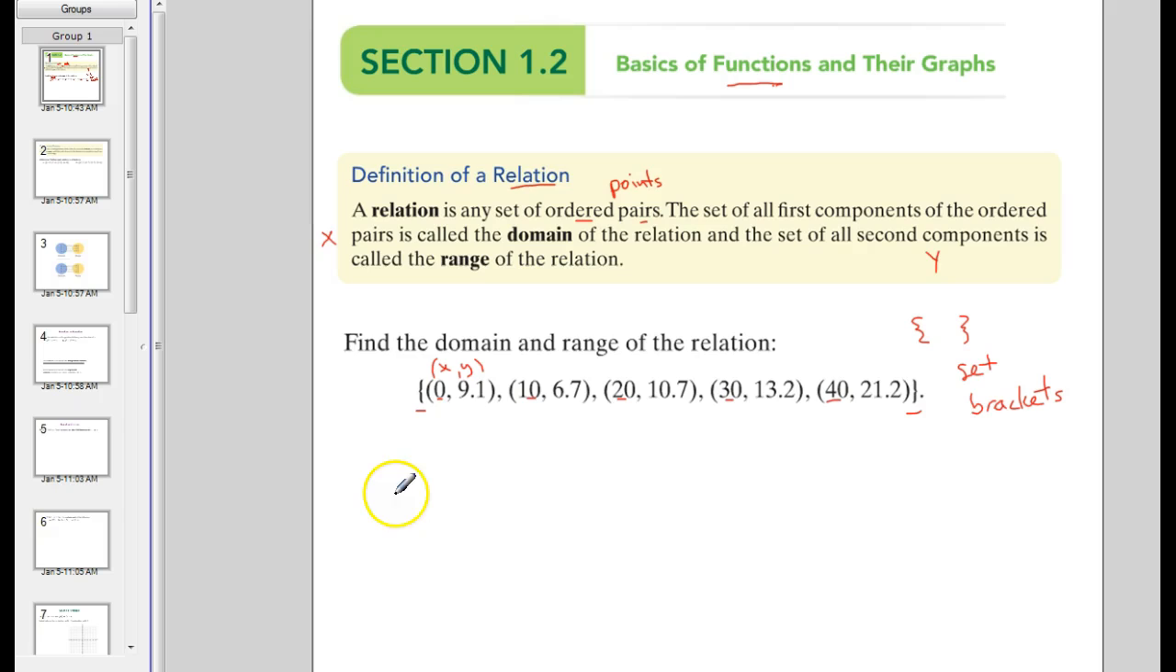Okay, so the set of all the x's, these first things in each one of these points, is the domain. So when I'm told to find the domain of a set of ordered pairs or a relation, I'm just listing the x components in a set. So 0, 10, 20, 30, and 40.